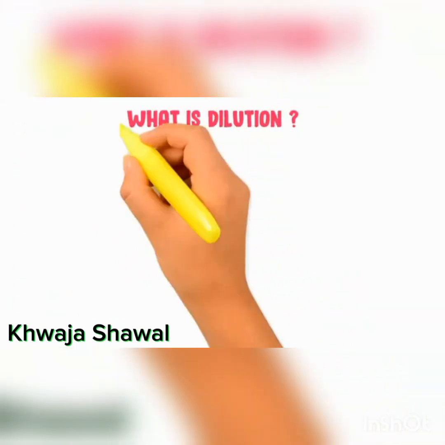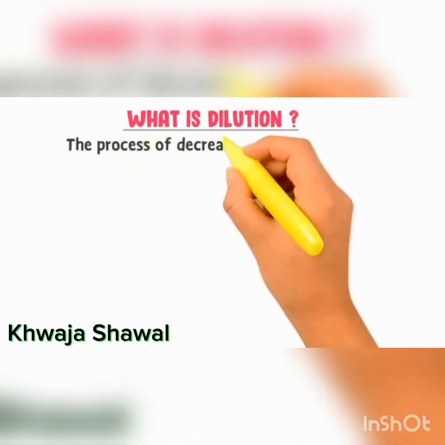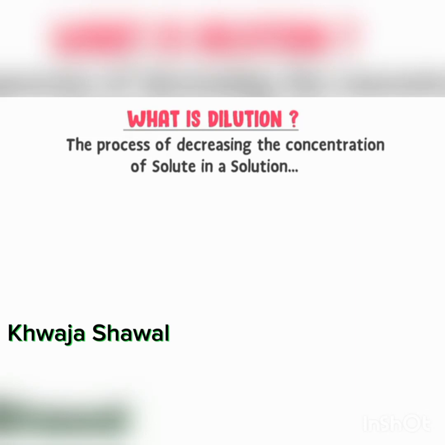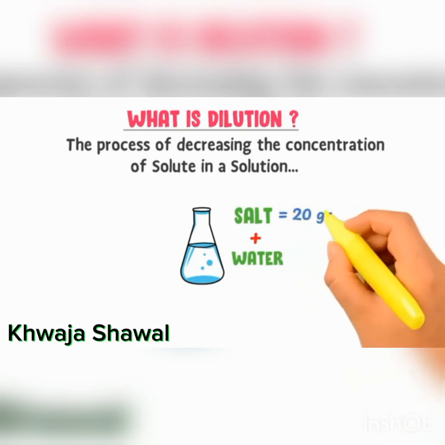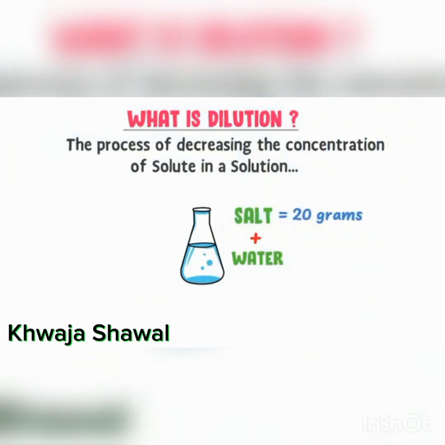Do you know what is dilution? The process of decreasing the concentration of solute in a solution is called dilution. Consider an example of salt and water solution. Let the amount of solute or salt in this solution be 20 grams and the amount of water in this solution be 100 grams.